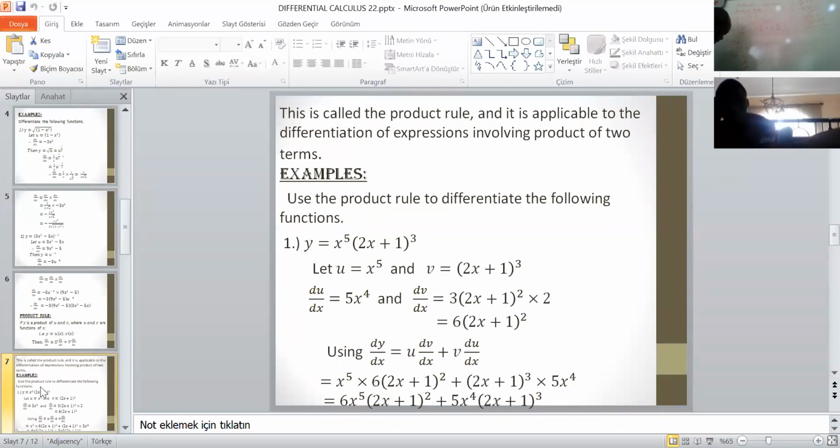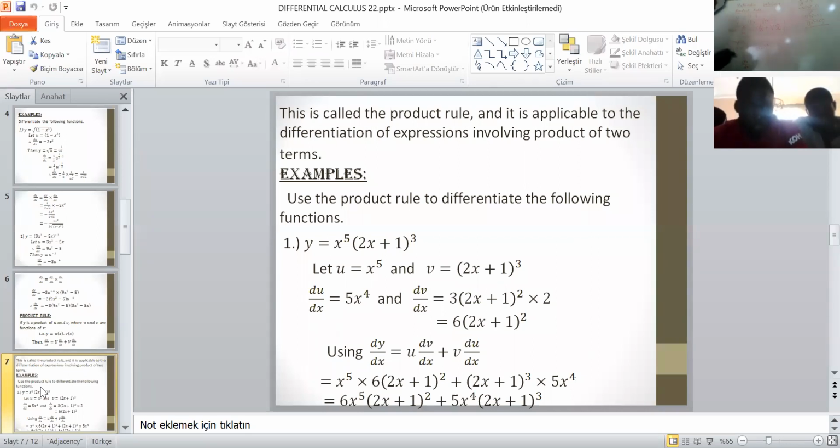So dv over dx, again, bring that down here. You check here, we are going to apply the chain rule. Differentiate the bracket as a whole, then differentiate the expression inside the bracket separately. This 3 comes down, that will be 3. Then you have 2x plus 1. Subtract 1 from the 3, that will give you 2.